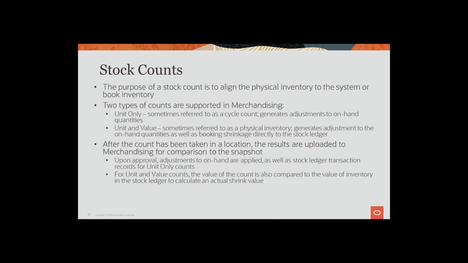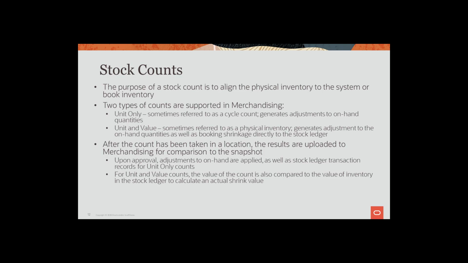Stock counts are the process by which inventory is counted in a location and compared against the system inventory level, or book stock, for discrepancies. Merchandising supports two types of stock counts, unit only and unit and value. Unit only counts are performed more frequently and usually on a smaller subset of items in a store or warehouse. The result of this type of count is similar to an inventory adjustment in merchandising. The item location stock on hand is updated and a record is written to the transaction level stock ledger.